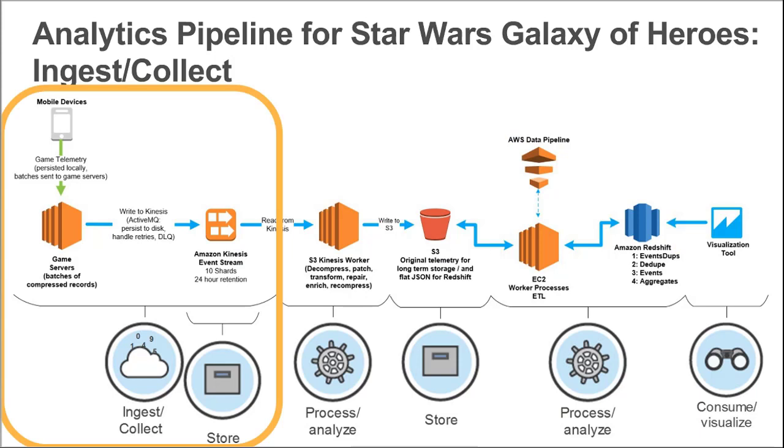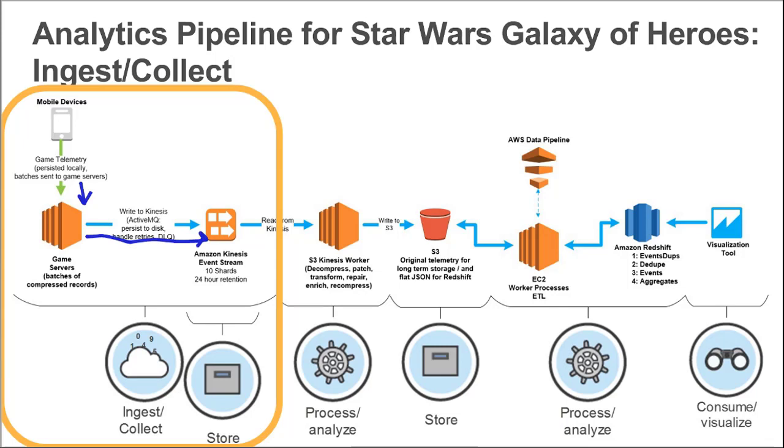So let's look at the ingestion and collection for Star Wars. It starts with the mobile clients, of course. They are persisting the data locally, and then they batch it and send it over to the game server every minute or so. So we have this initial flow here. The game servers then further batch the data, and there obviously is data being generated on the game servers, and that's then written to Amazon Kinesis.